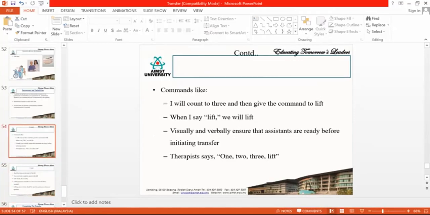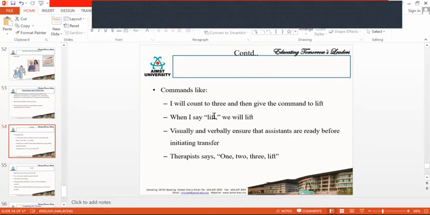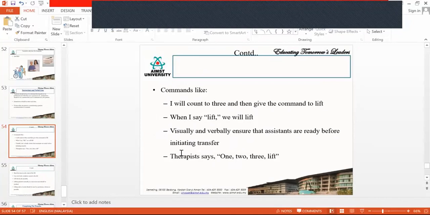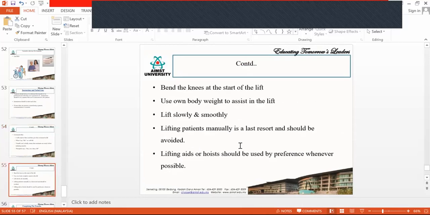Okay, so some of the commands will be like this: I will count to 3, then give the command to lift. When I say lift, we lift together. When I say leave, we need to leave it together. Like this you have to give the command properly, and you have to talk loudly and give the command, so that the other person is not getting confused and they are able to do it as per your instruction.